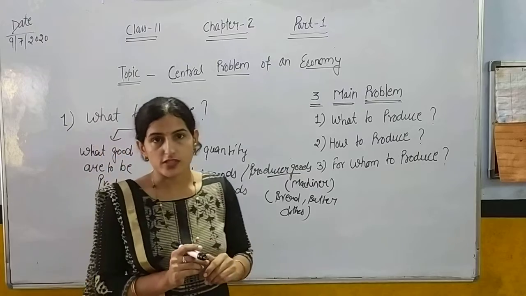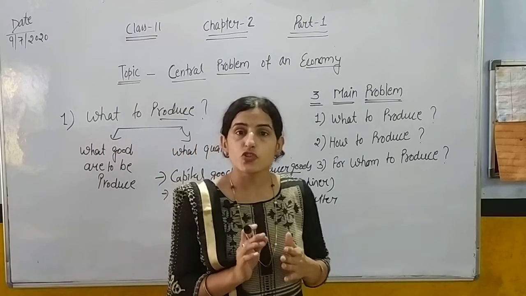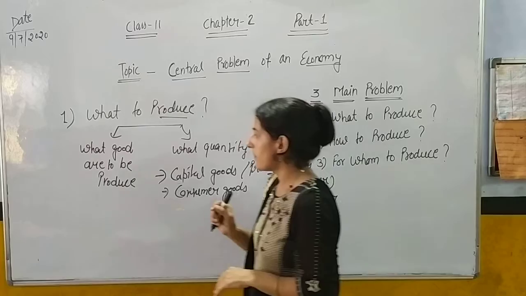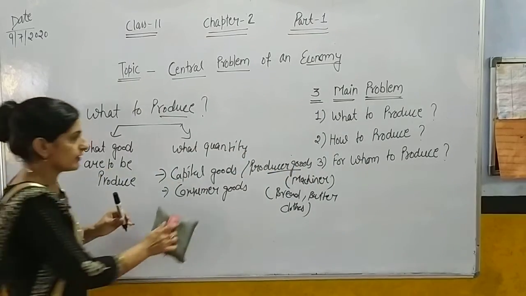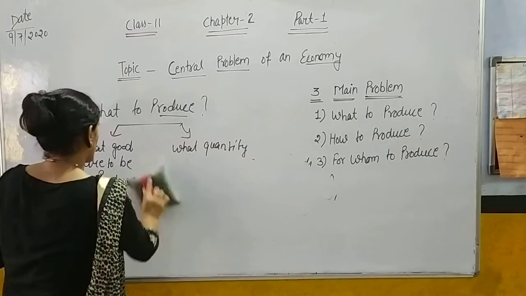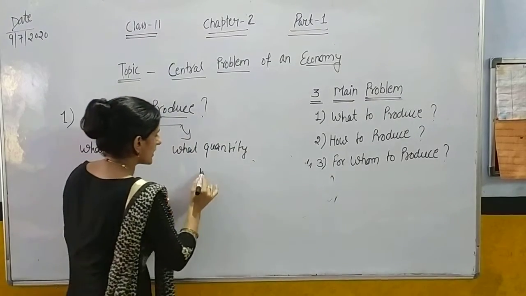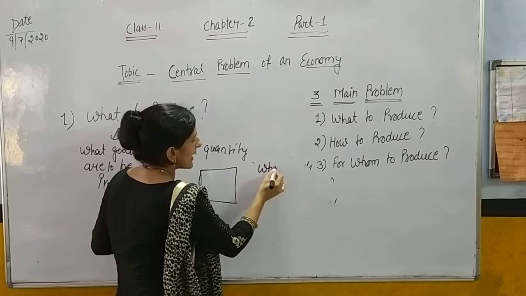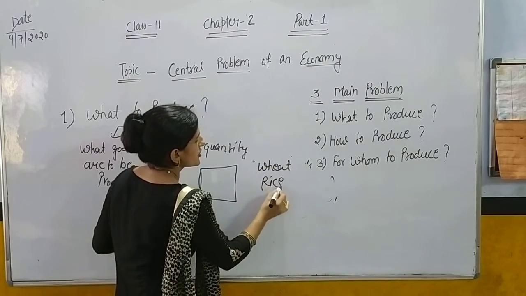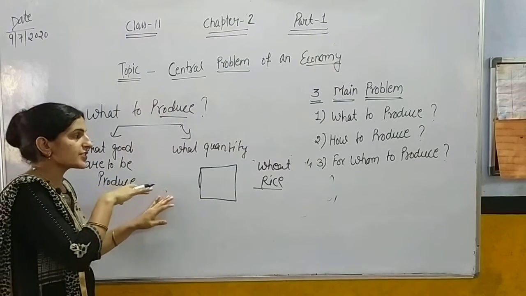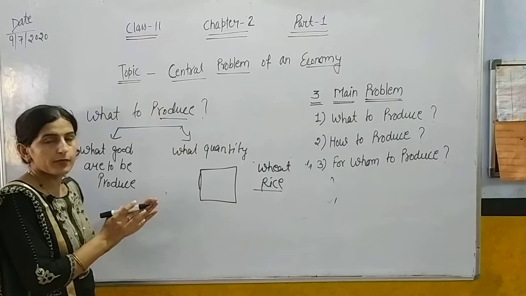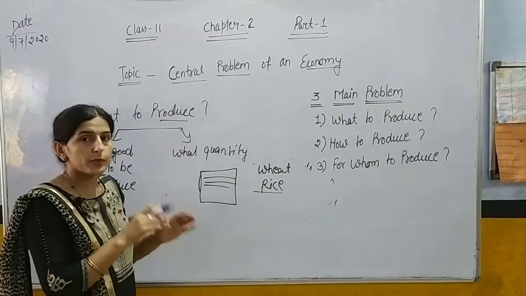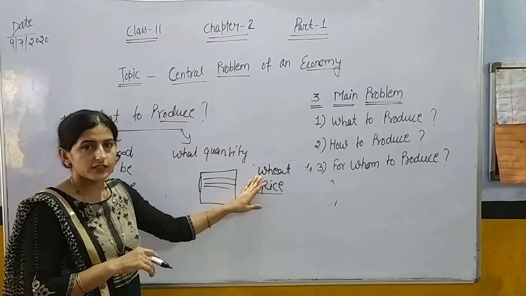So this is the problem, that producer goods will be produced or consumer goods will be produced, because we have limited resources. Due to limited resources, the problem of choice arises. For example, there is a farmer. He has 5 acres of land. Then he wants to produce wheat for self-consumption and rice for commercial use. Then he must face the problem of what to produce. He will think about whether wheat should be produced or rice, and what quantity more will be produced, rice or wheat.